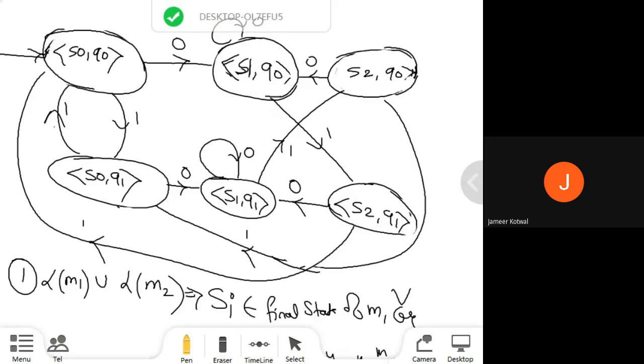Chinmay, you tell me which state will be a final state for the difference. Yes, S to Q1. Good, fine. What is the reason? Tell me, what is the reason?